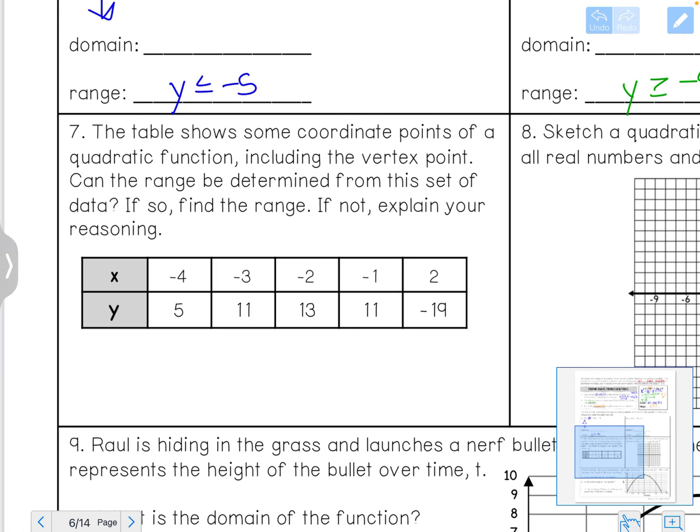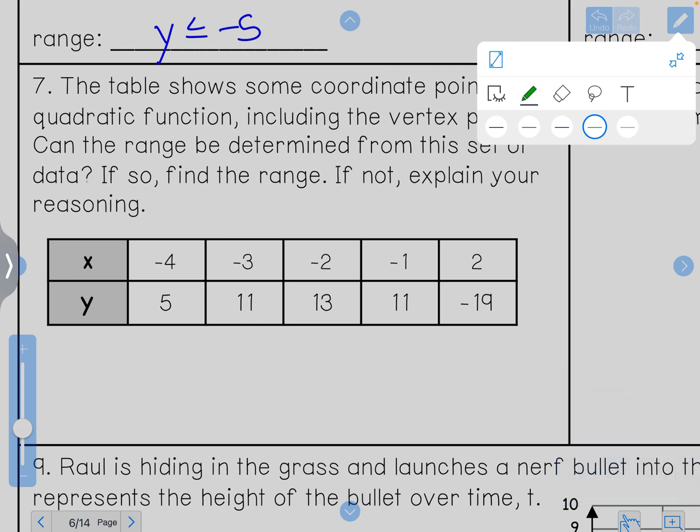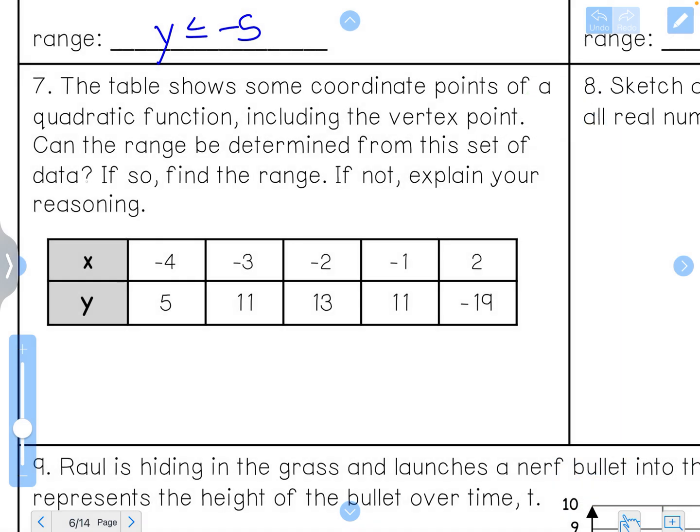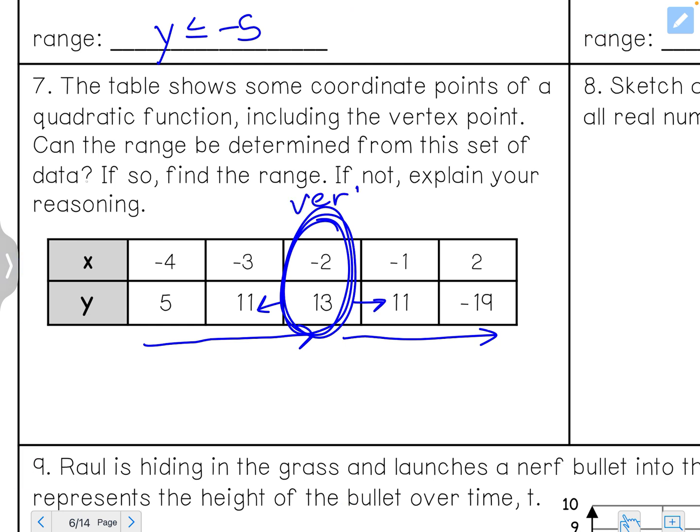So we haven't looked at a lot of tables, but when we're looking at tables, we can usually find our vertex. So we're looking for where the numbers go from getting bigger to getting smaller. So usually our vertex is going to be that point where we have the same number on either side. So this is going to be our vertex. So I want you to use this information right here, and I want you to find your domain and your range. And then if you real quickly need to graph these points to figure out if it's a maximum or minimum to get the right sign, go ahead and do so.